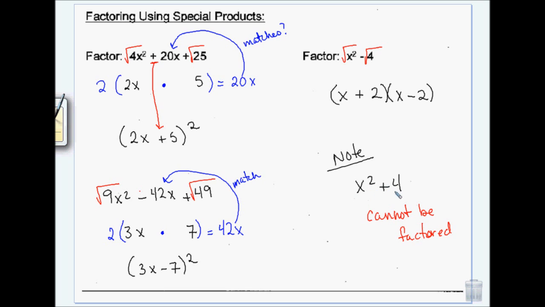So if you have 2 terms and there's a positive sign between them, it doesn't matter if they're both perfect squares, this can't be factored. It can only be factored if it's a difference of squares. Okay, so don't let that trip you up and confuse you.